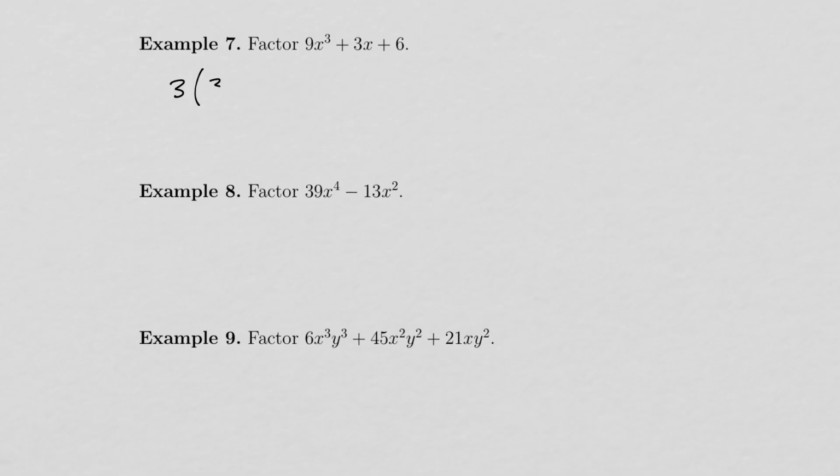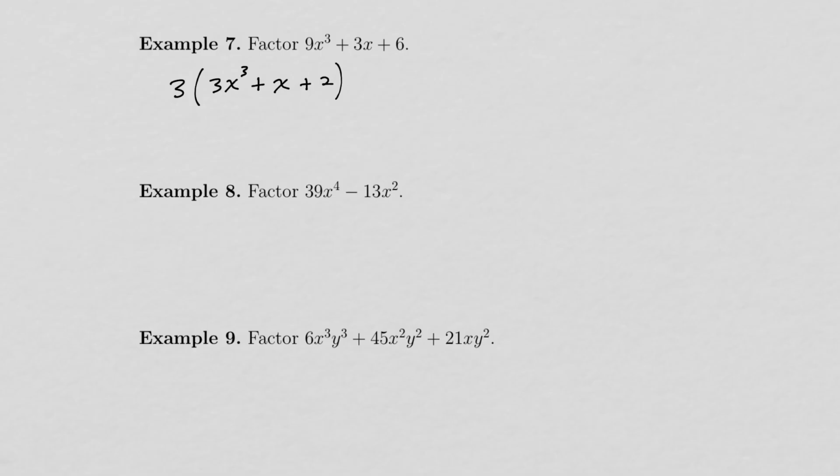I'm left with 3x cubed plus 3 times what will give me 3x, so I'm missing an x, and then 3 times what will give me a 6, I'm missing a 2. Okay, and then that's as far as we're going to go. This is a cubic. This is probably hard to factor here, and maybe not factorable, so I'll just leave it like that.